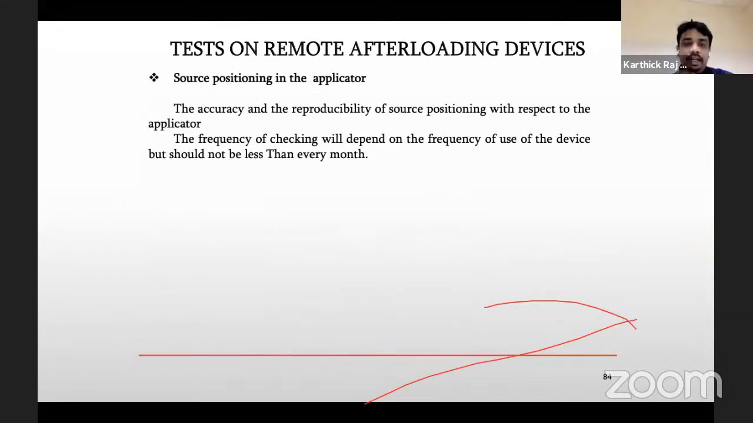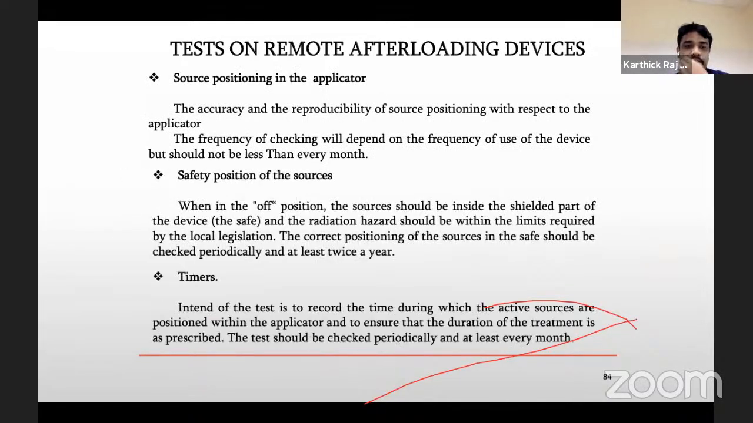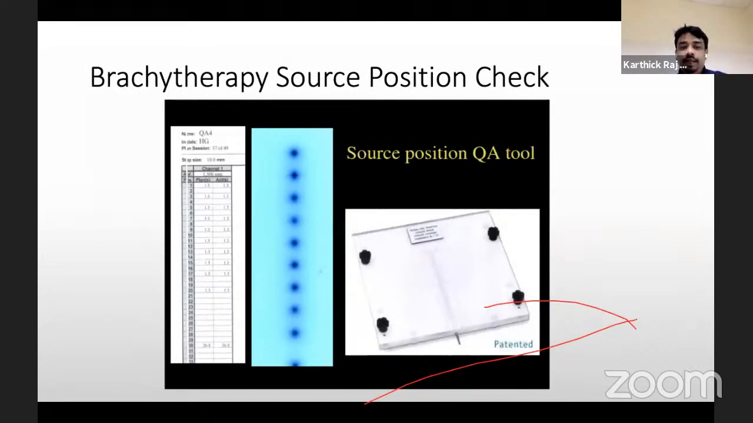For remote afterloading, normally we check the source positioning in all the applicators, the safety position of the source, the dose calibrations, and the timer error. So this is a typical example of a brachytherapy source calibration point. You can see this is an instrument we use to check the source position accuracy too. We put a Gafchromic film here and enable the dwell points and the dwell time, and just make sure we are exactly getting on that particular line. If it is not getting on the particular line, if there is a misalignment, then we have to ask the engineers to calibrate it again.